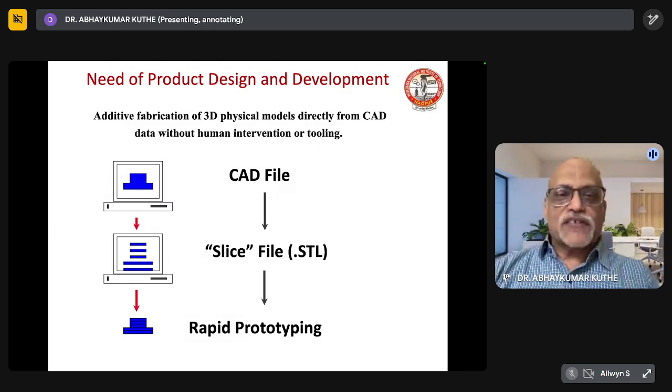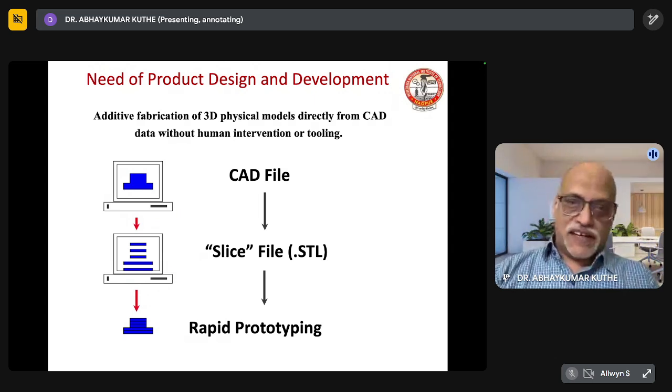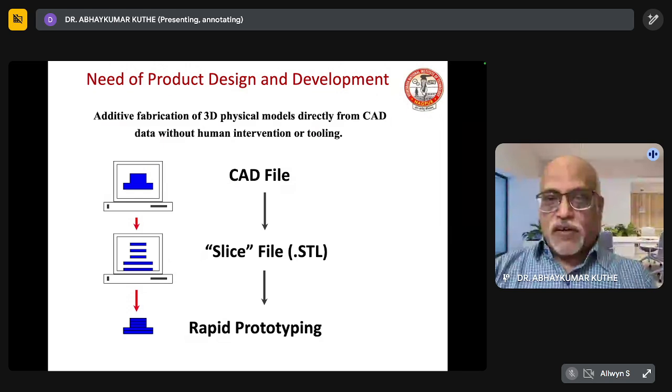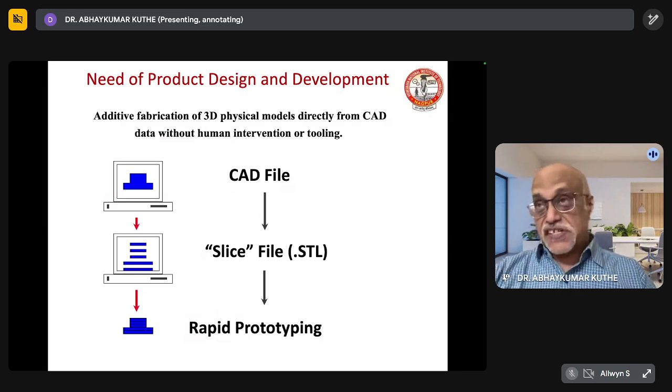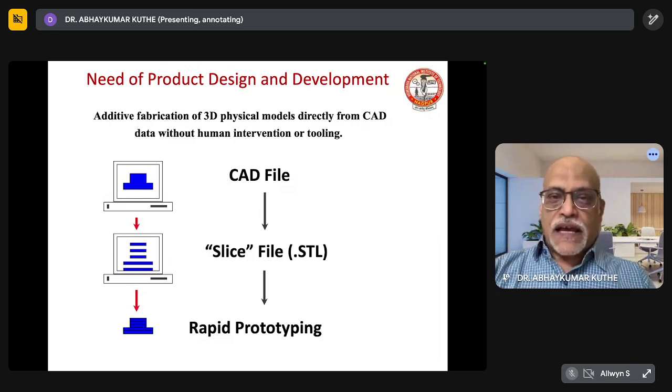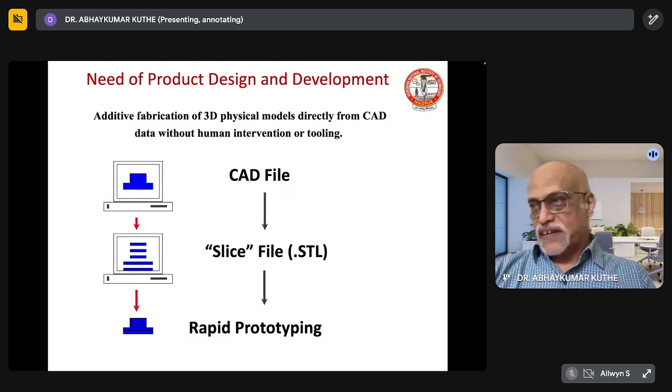If you look at the text written on the screen, it is mentioned that it is an additive fabrication of 3D physical models directly from CAD data. It's really interesting. But I will be more happy to bring your attention to the last words mentioned: without or with least human intervention or tooling. That's an interesting point. That means whenever additive manufacturing or rapid prototyping is compared with traditional manufacturing, I think the last two words actually make the difference.